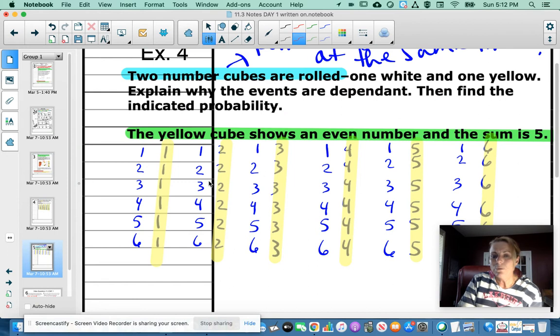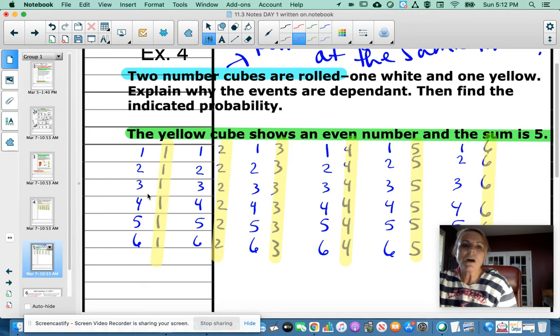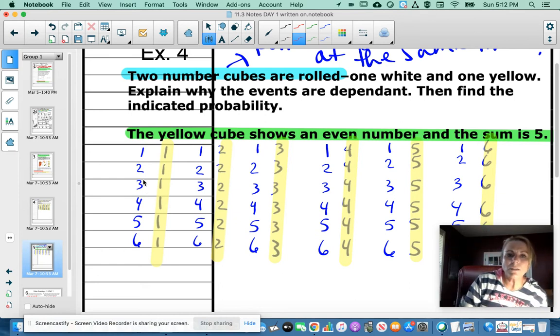I have a blue that isn't highlighted. 1, 2, 3, 4, 5, 6. There's 1, 2, 3, 4, 5, 6 columns. Then I have a 1. All the ones are with the 1, 2, 3, 4, 5, 6. All the 2s, all the 3s, all the 4s, all the 5s, all the 6s. And that's how you set that up.